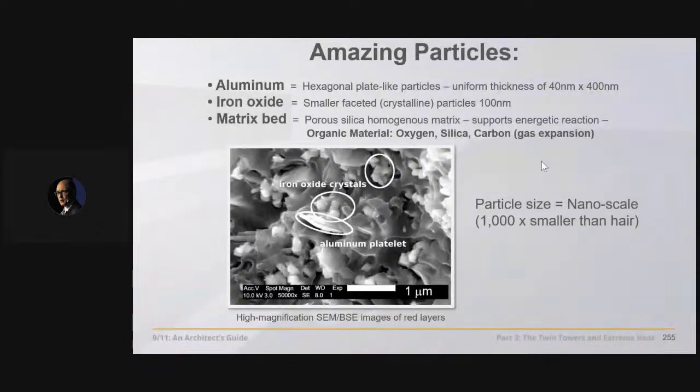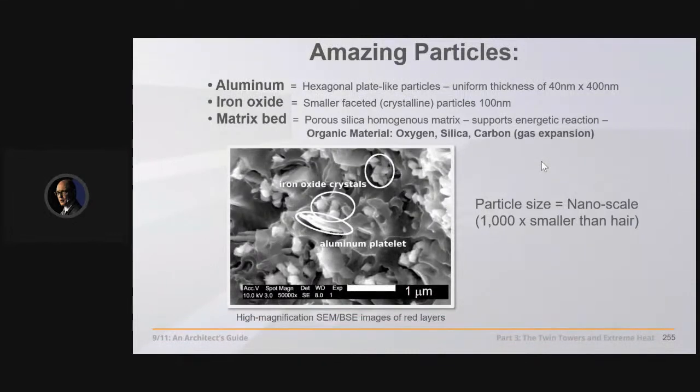They get real curious and zoom into the red layer 50,000 times with a nuclear microscope. What do they find? Nano-sized particles of iron oxide crystals and aluminum platelets, 1,000 times smaller than the diameter of a human hair, set in an organic bed of oxygen, silica, carbon. That's what's responsible for the gas expansion in high energy explosives like TNT.